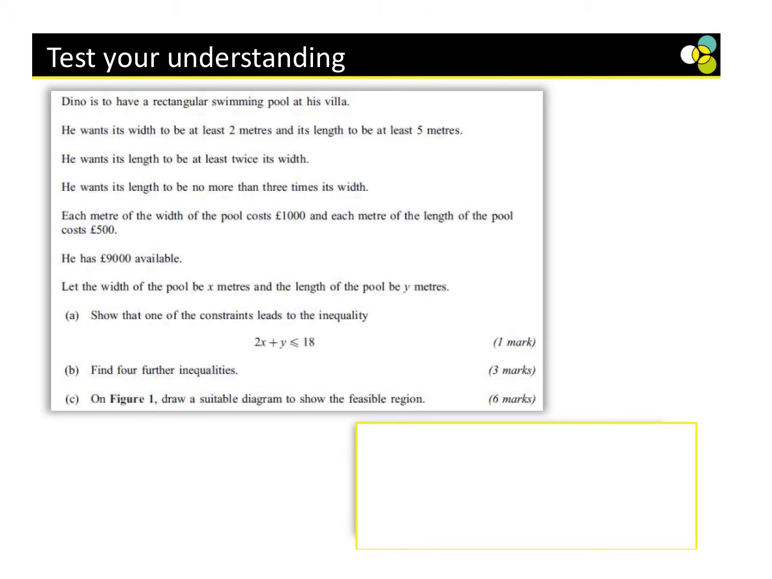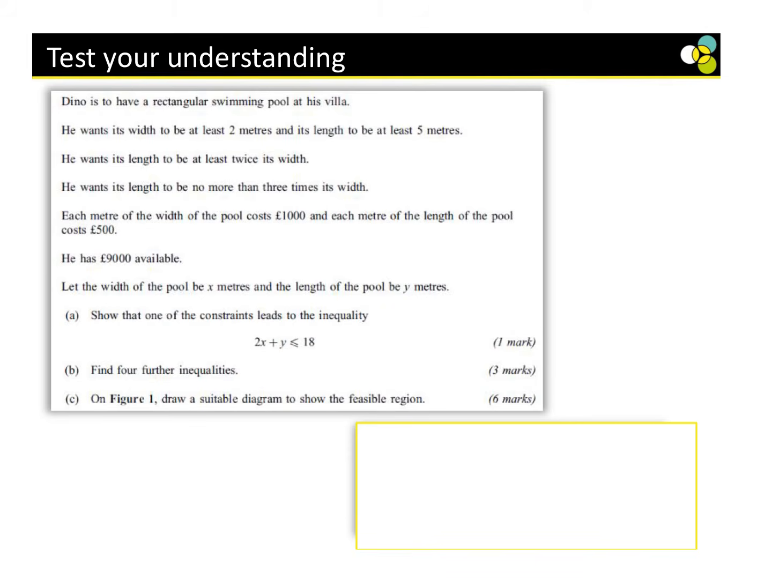So, Dinah is to have a rectangular swimming pool at his villa. He wants the width to be at least 2 meters and its length to be at least 5 meters. He wants its length to be at least twice its width. He wants its length to be no more than 3 times its width. Each metre of the width of the pool costs £1,000 and each metre of the length of the pool costs £500. He has £9,000 available. Let the width of the pool be X metres and the length of the pool be Y metres. Show that one of the constraints is this and find 4 further inequalities. Okay, that's worth 4 marks and we've been given a lot of information.